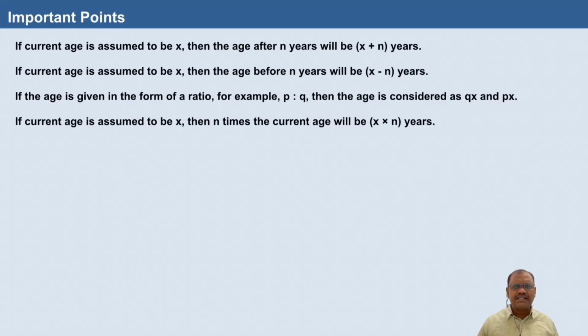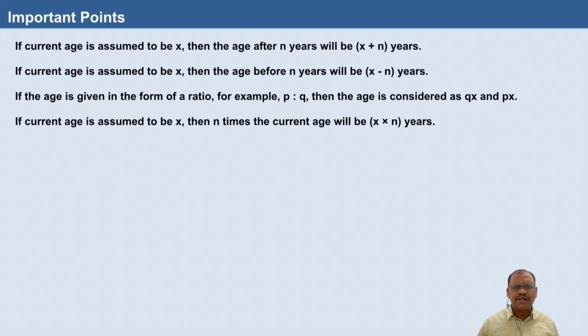If current age is assumed to be x, then age after n years will be x plus n years. If current age is assumed to be x, then the age before n years will be x minus n years. So here we will subtract. If the age is given in the form of a ratio, for example p is to q, then age is considered as qx and px. If current age is assumed to be x, then n times the current age will be x times n.